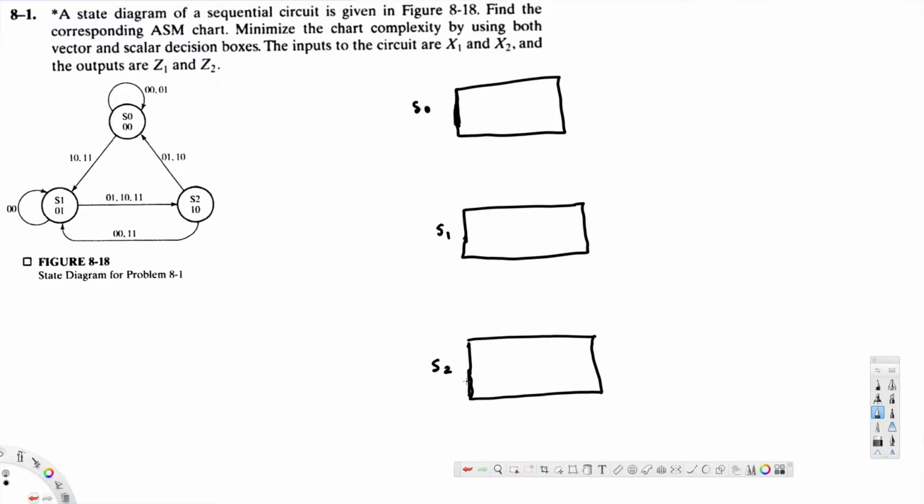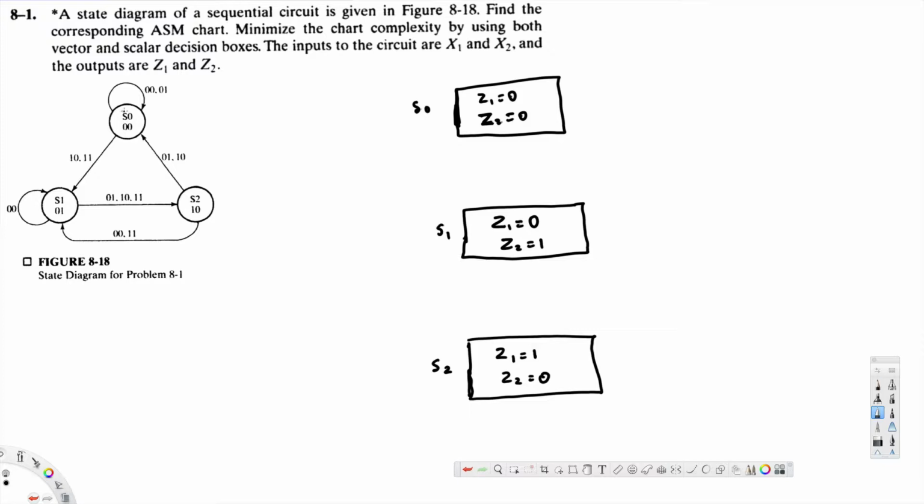Okay, now for S0 we have output 0 0. The first number is Z1 and the second number is Z2. Z1 is equal to 0 and Z2 is also equal to 0. Then S1, Z1 is equal to 0, Z2 is equal to 1. Then S2, Z1 is equal to 1 and Z2 is equal to 0. Okay, now let's look at the first one.